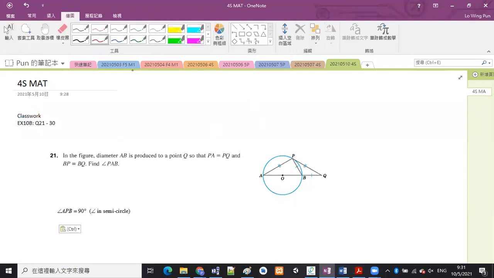And then you just mark it on the diagram. And we have two pairs of equal size: PA equals PQ and BP equals BQ. And the question asks to find angle PAB. That is this angle.